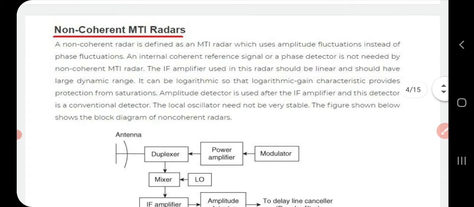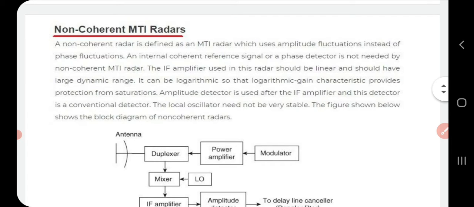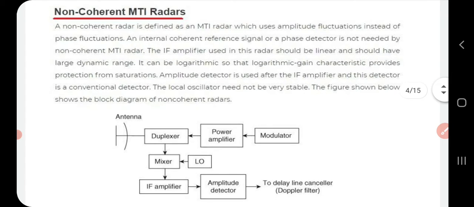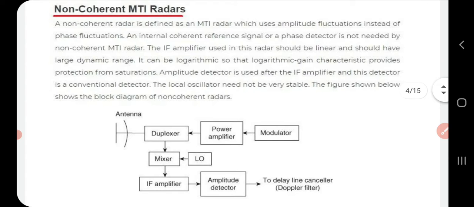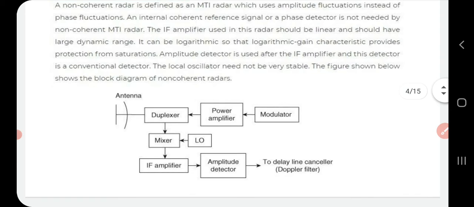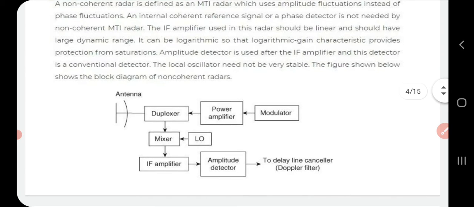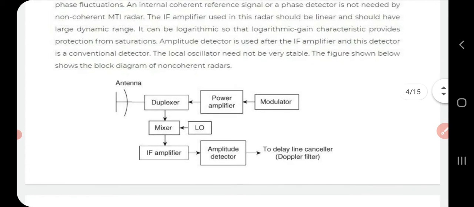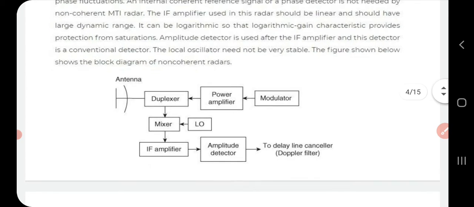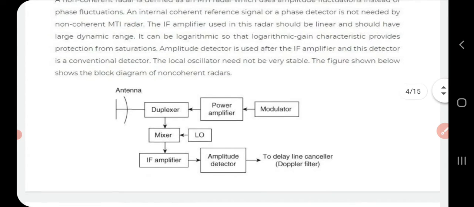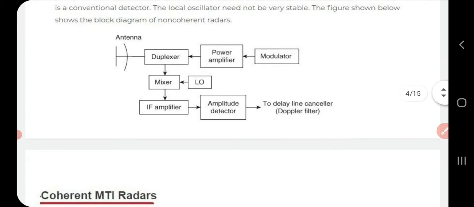Here an internal coherent reference signal or phase detector is not needed. Here they use an IF amplifier, and that should be linear and must have a large dynamic range. Then an amplitude detector is used after the IF amplifier, and this amplitude detector is a conventional detector. Then the last one, the local oscillator, need not be very stable. So this is a block diagram for a non-coherent MTI radar.